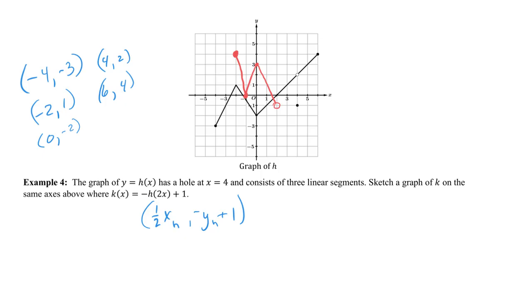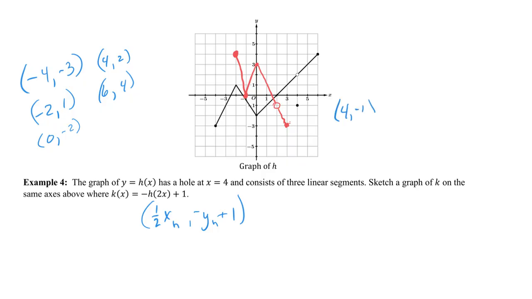Negative 4 plus 1 is negative 3. So negative 3 is right about there. Makes a nice little line there. Probably should move our dot that we have there. What is that dot at? Let's go over here. That is 4 comma negative 1, right?